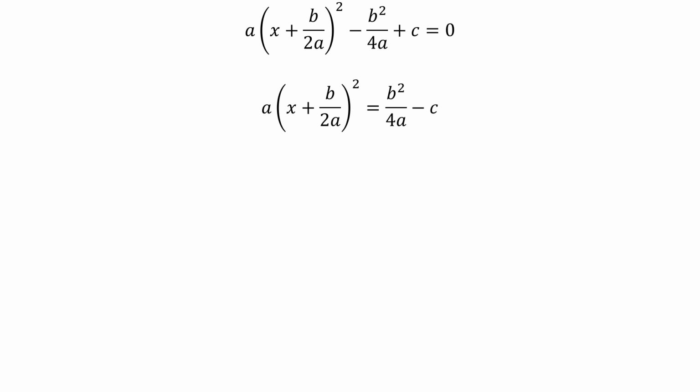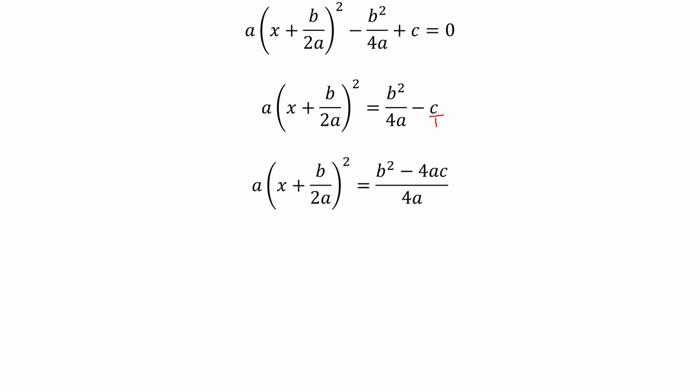Right? Then let me express the right hand side as a single fraction. This is c over 1. Right. So as a single fraction, the common denominator is 4a. I will express this one as a single fraction. It will be b squared minus 4ac, like this. Now, my aim is to make x the subject of the formula.